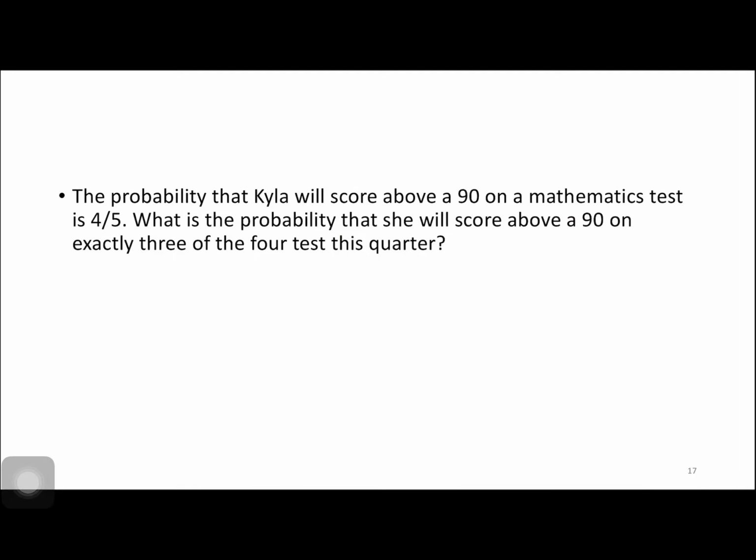Another example. The probability that Kyla will score above a 90 on a mathematics test is 4 over 5. What is the probability that she will score above a 90 on exactly 3 of the 4 tests this quarter? For this one, our P is 4 over 5, that is 0.8. So if P is 0.8, Q is 0.2. Then our N is how many tests? We have 4. And our R is exactly 3.